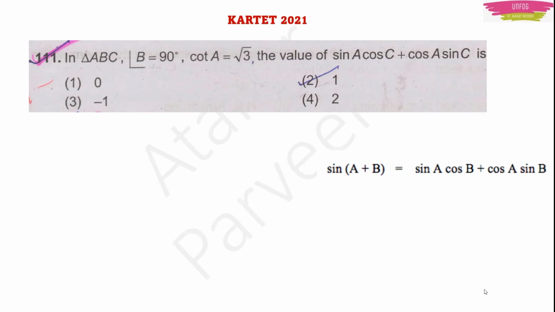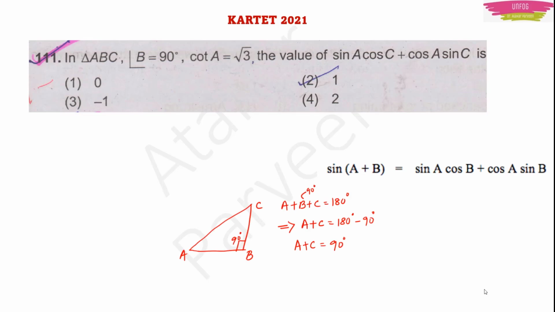Another question, this is coming from a previous year TET exam. The question is, in triangle ABC, angle B is equal to 90 degrees. Cot A is equal to root 3. The value of sin A cos C + cos A sin C is? By seeing the question only, one identity came to my mind. Just now I told you, right? It is sin(a+b) = sin a cos b + cos a sin b. Write this identity on the side and then you try to solve this sum.